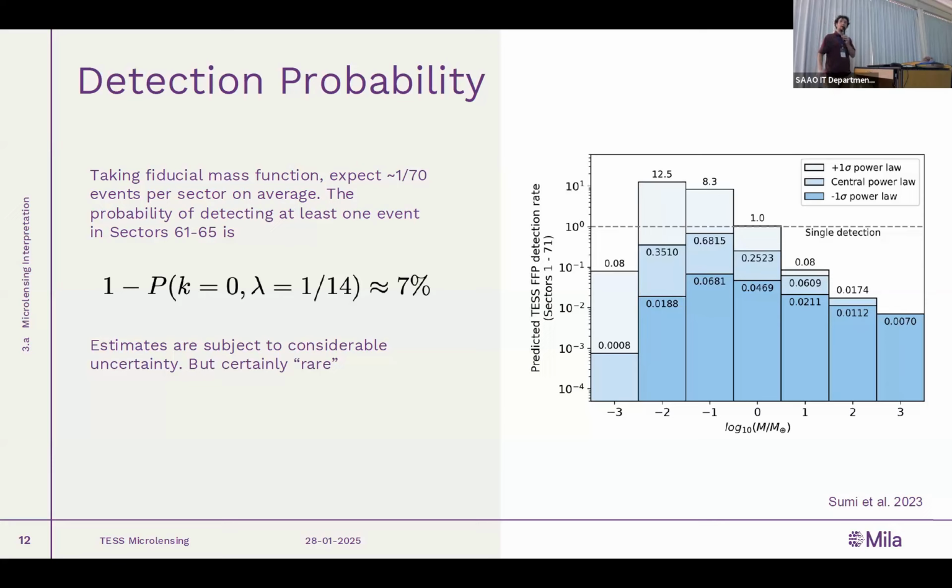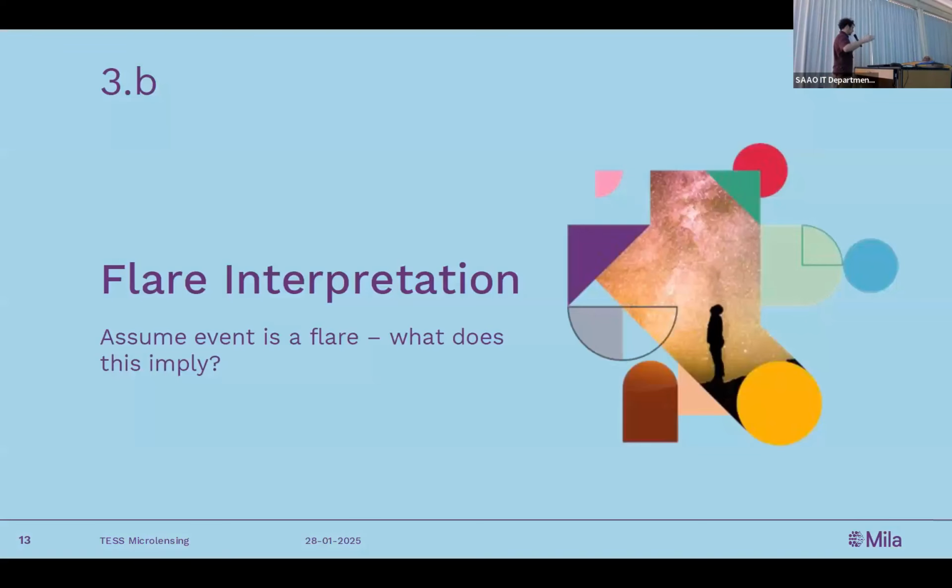These events are certainly quite rare. Therefore, we need to consider other possibilities that might be more likely. And that's where I will branch into the most likely false positive interpretation that we considered, which is that of a flare. And I'll work under this assumption and then again see what that implies.